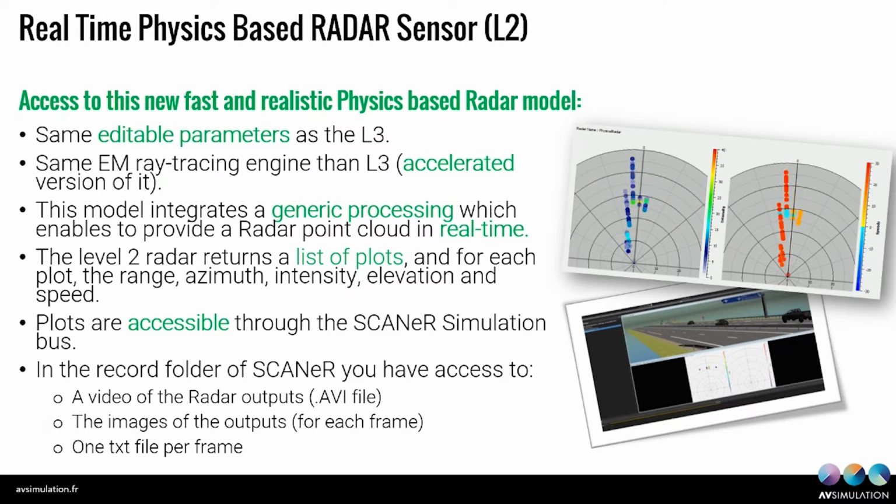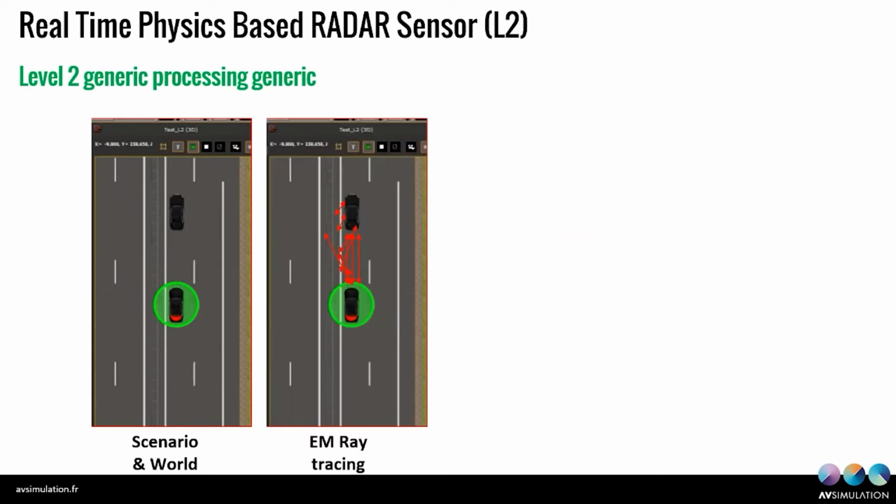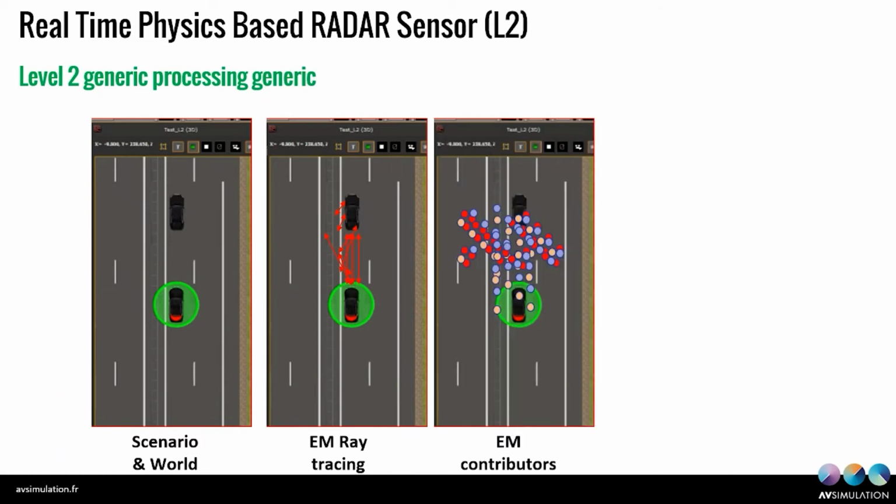So this generic processing, how does it work? What is this generic processing that allows us to have a real-time application? Let's go back to this very generic processing. Let's start from your scenario that uses a specific terrain inside SCANeR Studio. What we are doing is electromagnetic ray tracing. We are going to send an electromagnetic signal in the scene. We launch a lot of rays, more than on the illustration. Because we launch a lot of rays, we have millions of different contributors in your scene.